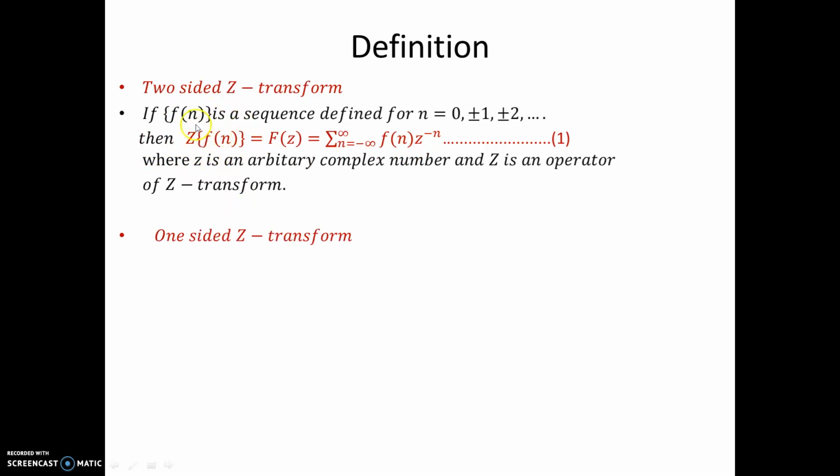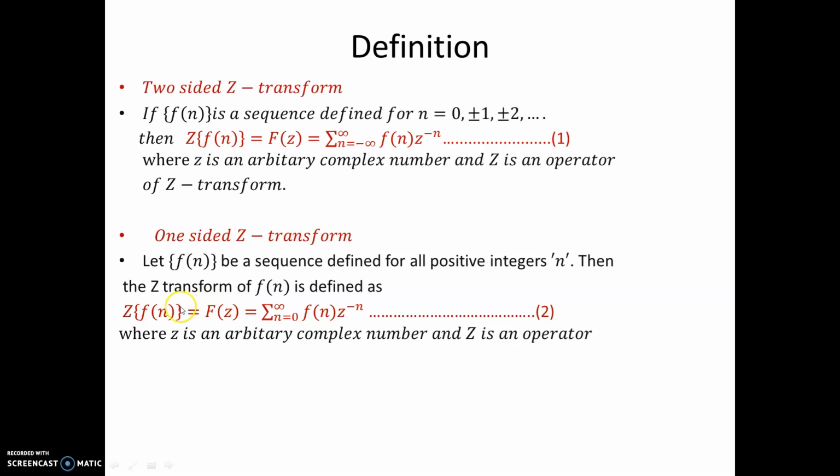If the sequence f of n is a causal sequence, then f of n equal to 0 for n less than 0, and the Z transform reduces to the one-sided Z transform. Its definition is Z transform of f of n equal to the summation from n equal to 0 to infinity of f of n into Z power minus n, where Z is an arbitrary complex number and capital Z is the operator of the Z transform. The infinite series on the right hand side of 1 or 2 will be convergent only for certain values of Z depending on the sequence f of n.